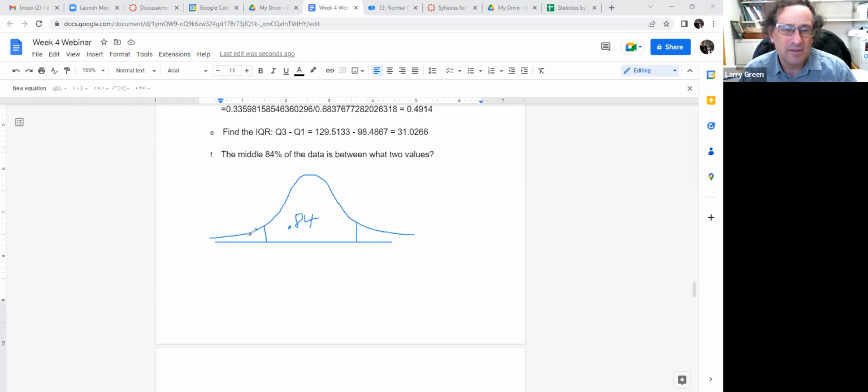Okay. What's this area here? How do I get that? And here's the idea. And this is kind of what we had to do from the earlier stuff. If 84% is inside, how much is outside? Yeah, 16% is outside. If 16% is outside and there's symmetry, how much is on the left? Yeah, 8%. So this right here is 0.08. Any questions on that?